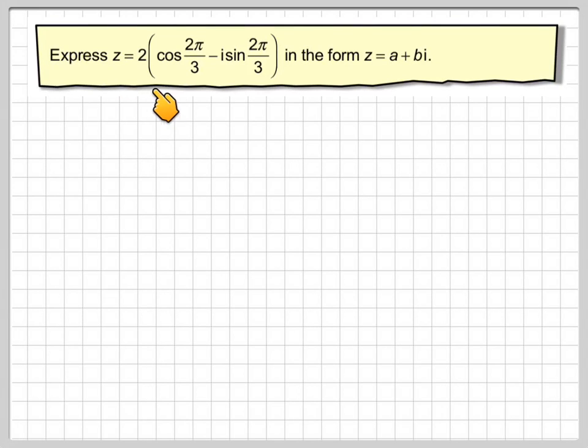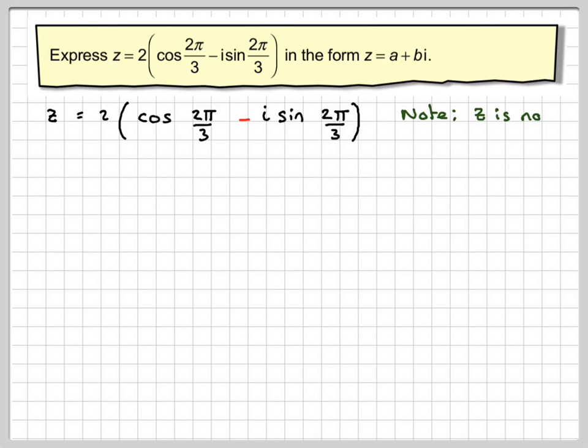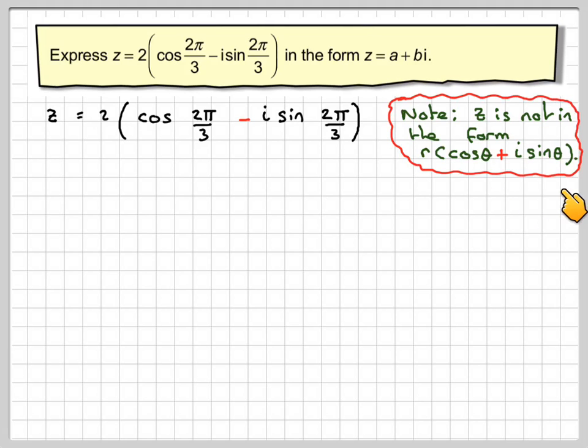Express z = 2(cos 2π/3 − i sin 2π/3) in the form z = a + bi. Now at first glance this might appear to be quite straightforward, but we have to notice here we haven't actually got a plus, and the modulus argument form is r(cos θ + i sin θ), not minus. So we have to note that z is not actually in the form r(cos θ + i sin θ).